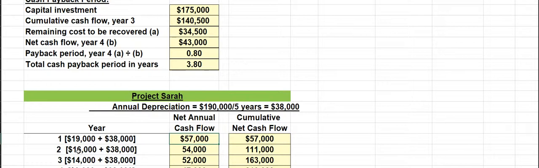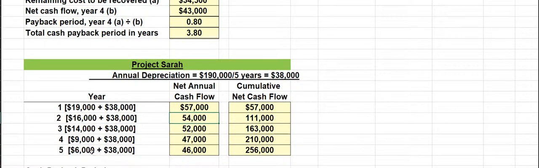We do a similar calculation for year 2. We take the net income for that year, which is given, and we add back the depreciation of $38,000. That brings us to $54,000. And again, we do that for each of the remaining years. Year 3, we get 52. Year 4, we get 47. And year 5, we get $46,000. Cumulatively, we're just adding the amounts for each year.